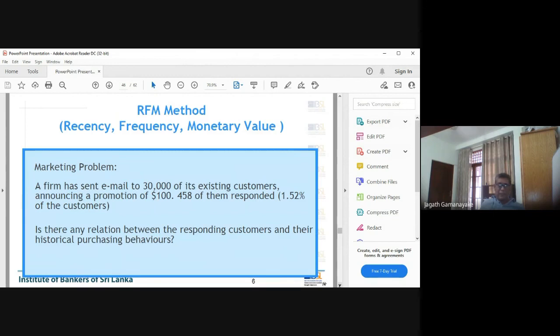Customers responded. So imagine, from 30,000 emails, see the response rate. It is 458, that is 1.52% of the customers you sent it to. Now you want to find it out using the RFM methods. Out of these 30,000 customers you sent to, you look at the three factors: recency, frequency, monetary value.